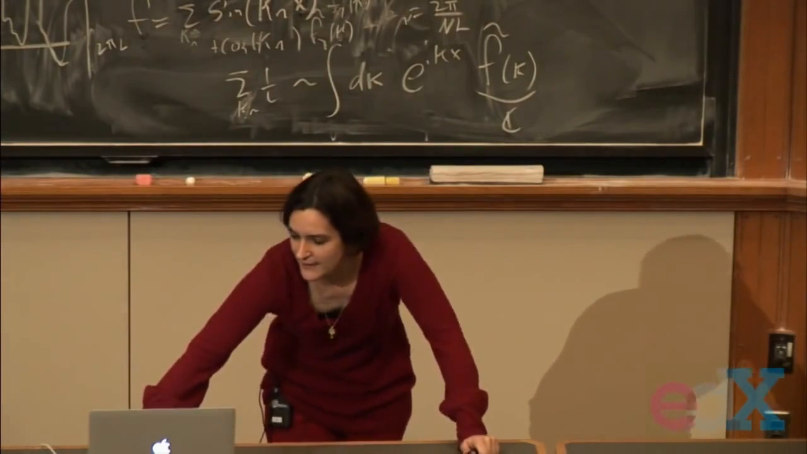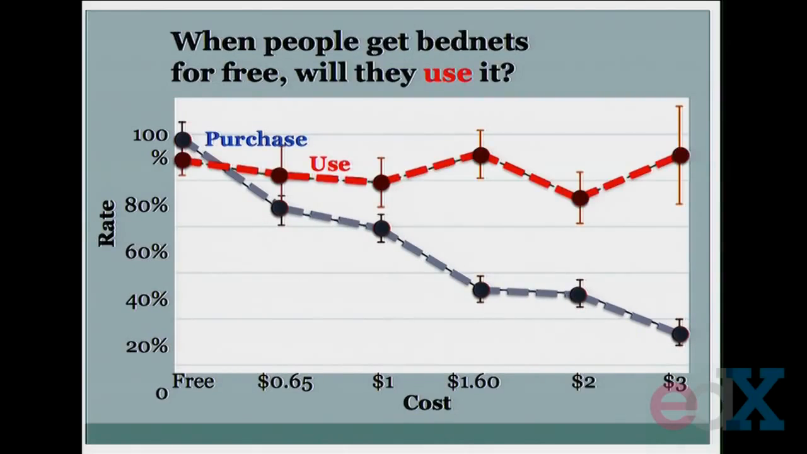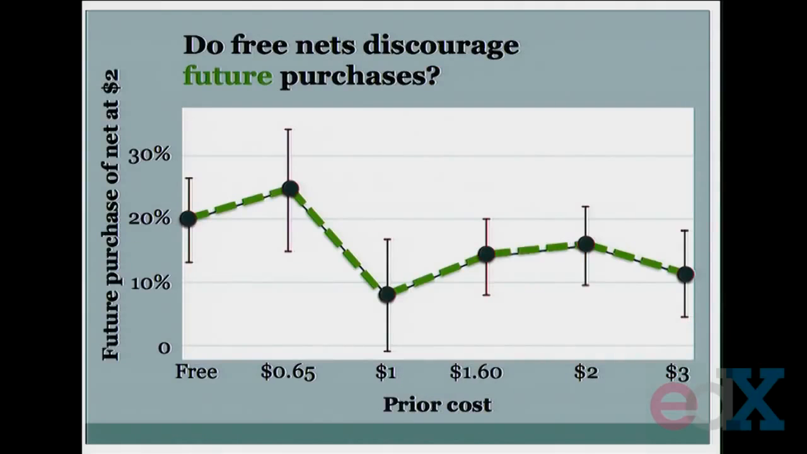They find the same effect of price on purchase: the more you pay, the less you get, quite steeply. They find the same lack of effect of price on whether you use it. And this is not pregnant women anymore, so this generalizes the result a bit. And this is the effect on future purchases. The confidence bar is a little bit high.